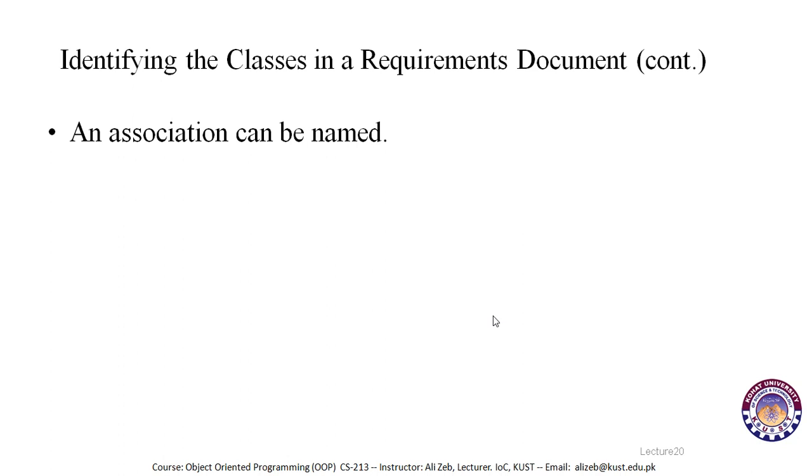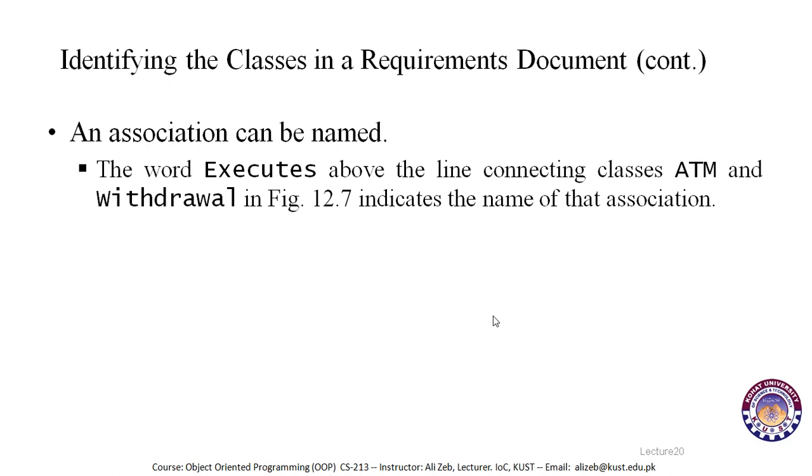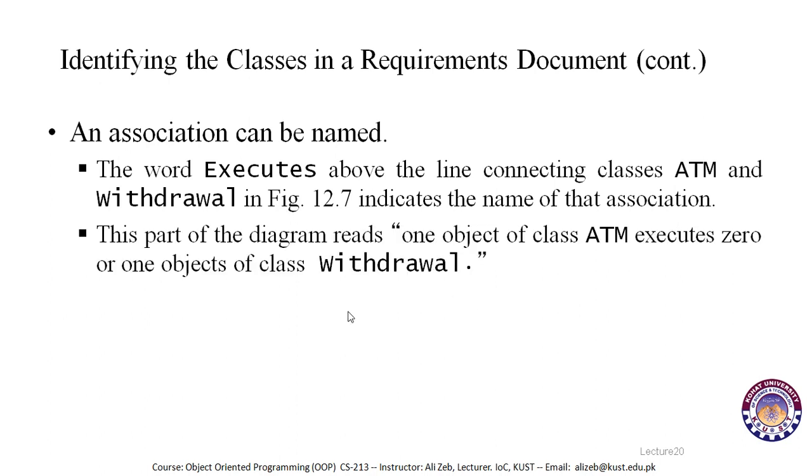An association can be named. We can name our associations as we have done previously. The name "executes" is written above the line connecting classes ATM and withdrawal, and figure 12.7 indicates the name of that association. As you saw, we were mentioning writing "executes" above the line that was connecting our ATM and withdrawal class, so we can name that association as executes. This part of the diagram reads: one object of class ATM executes zero or one objects of class withdrawal.